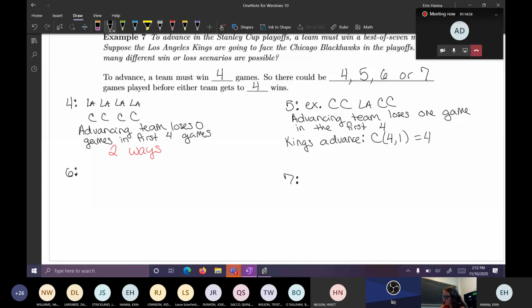But then if the Blackhawks advance, it's essentially the same deal. They have 4 choose 1 ways of losing one of the first 4 games, so there's 4 ways to do that. So in the case of having 5 games, there's 8 ways for that to happen. If we think about it in terms of the advancing team, how many must they lose? To play 5 games total, there should only be 1 loss. And it has to be a loss in one of the first 4 games, so it's 4 choose 1.